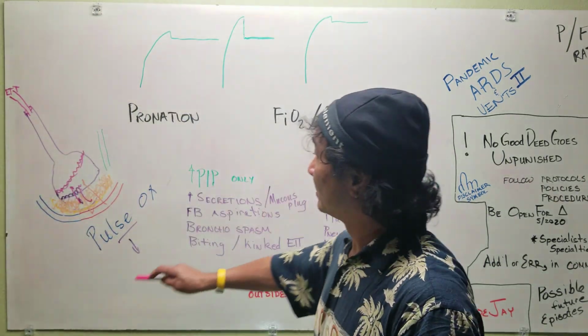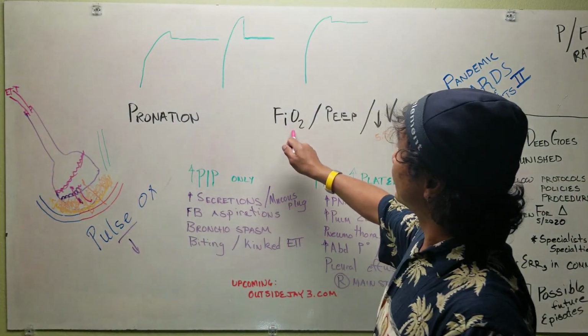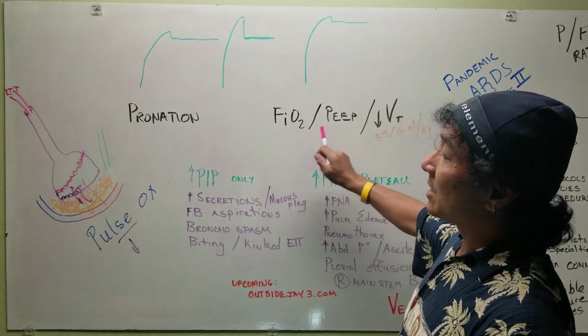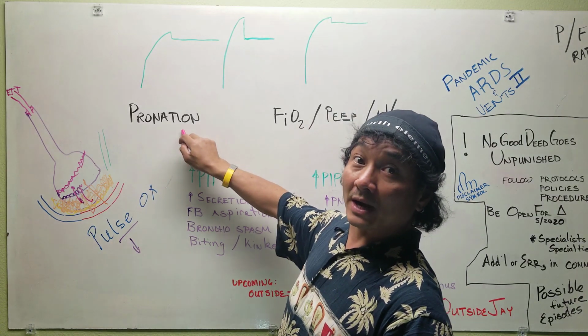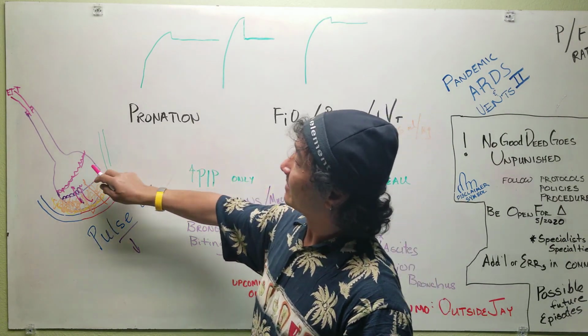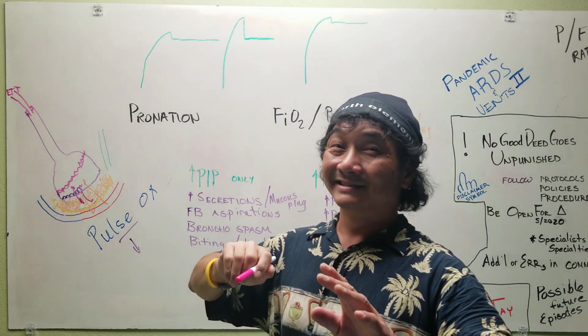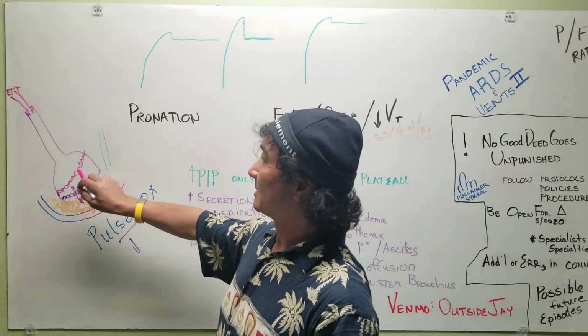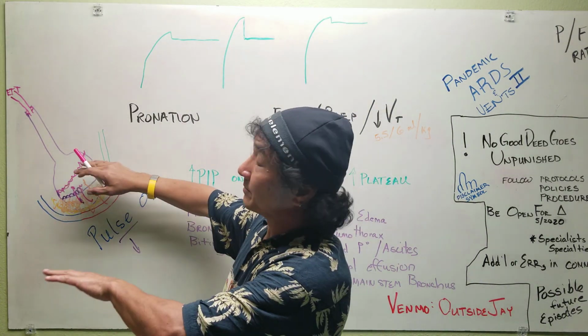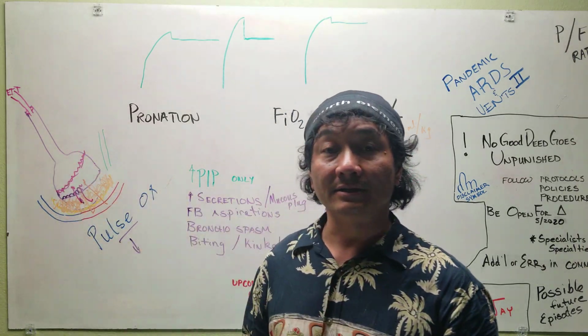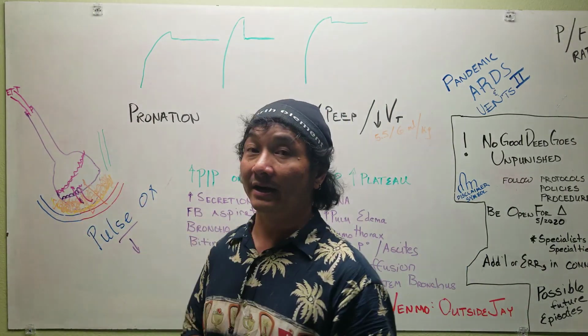So what we're going to do with this is increase the FiO2, and then we're also going to increase the PEEP. That shows you why we need to pronate, and then the PEEP will secondarily try to open up some of this ARDS, try to get you a little bit more area in the ARDS.